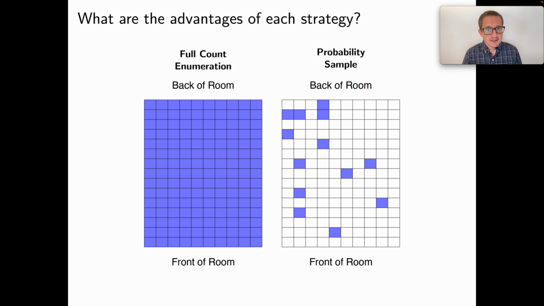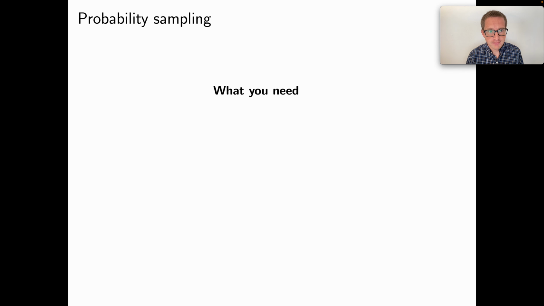So let's think about the advantages of each strategy. What's the advantage of full count enumeration? What's the advantage of a probability sample? We took a moment in class to talk about these advantages. One big advantage of full count enumeration is that you really get the answer. You get to talk to everyone and there's no uncertainty left. But an advantage of a probability sample is that it might be much cheaper than full count enumeration. It's less expensive to go talk to only 10% of the people in this case.